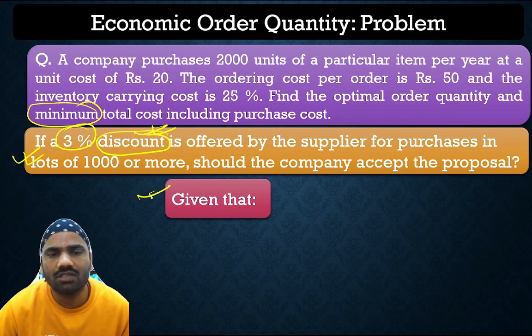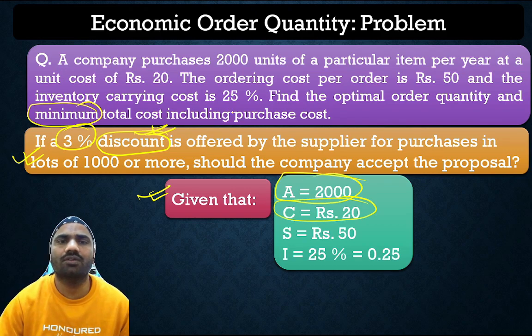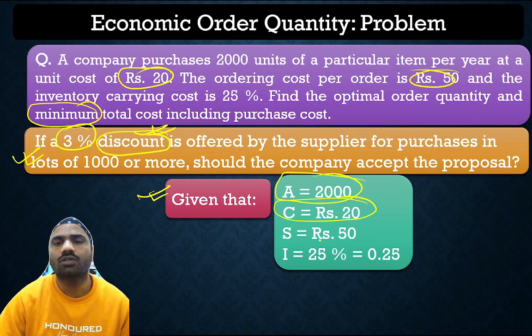So whatever terms we have been given, we will mention over here. So we have annual demand of 2000 quantity, unit cost is rupees 20. This is in rupees, and this is in rupees per order. So ordering cost is rupees 50 and this is per order.